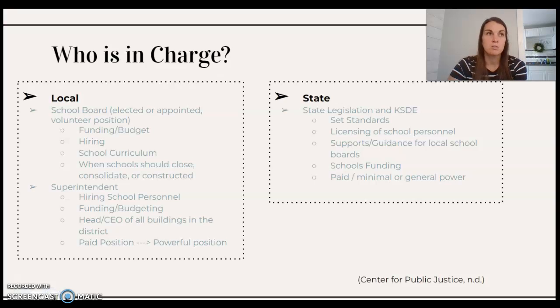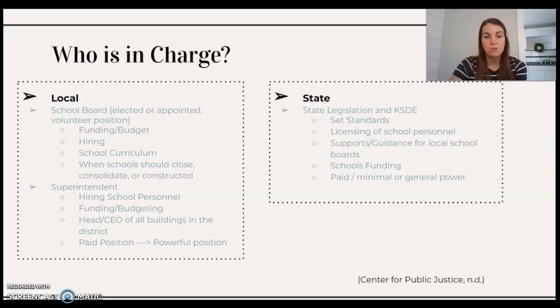So as we look at this, we see these 3 levels, but who is in charge? Who is making these decisions? So at a local level, we have our school board. These are elected or appointed officials. This is not a paid position, this is a volunteer position. They deal with the funding and the budgeting of the district, the hiring, also when it comes to the retirement of teachers within the district, that also goes through the board.